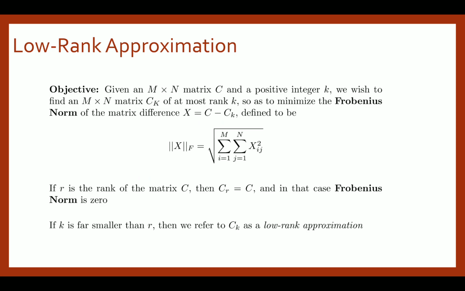So our objective here is that what we have is a very long and sparse vector representation, and we want to obtain a short and dense vector representation. So given this m cross n matrix C, we want to obtain an m cross n matrix Ck of at most rank k.